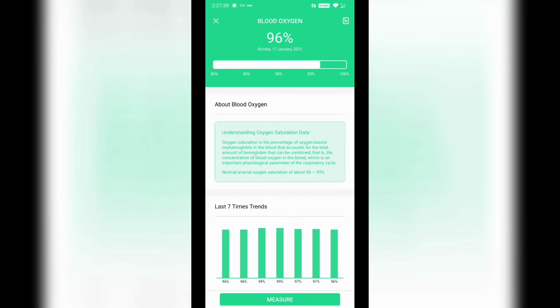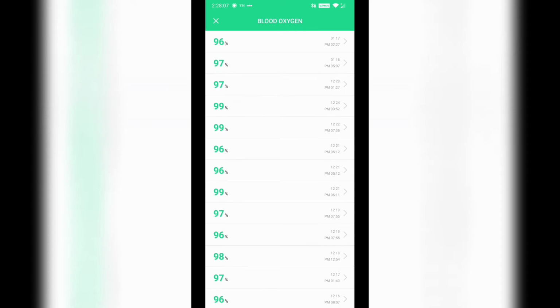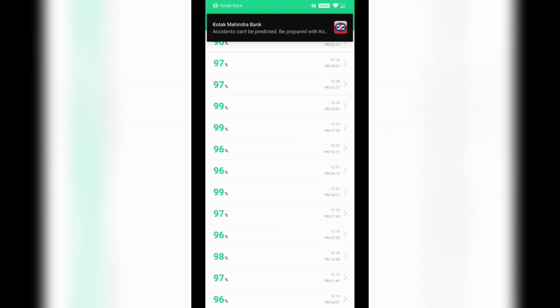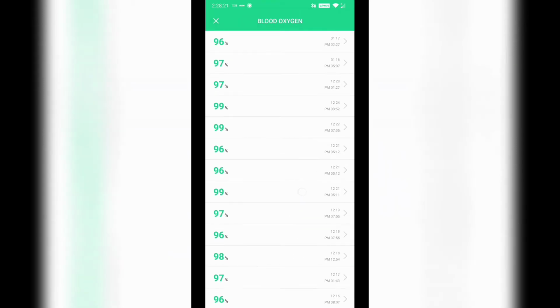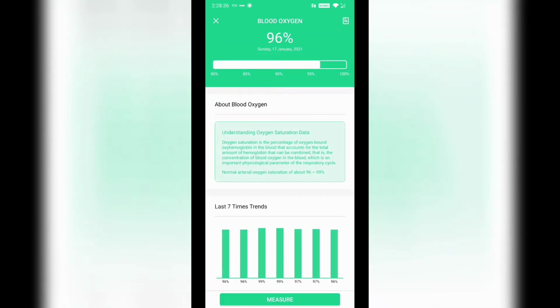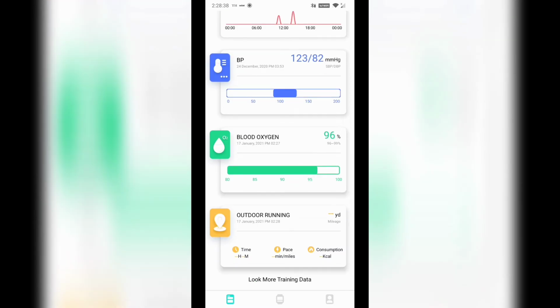Understanding the oxygen saturation data. There is some information mentioned about SpO2 blood oxygen levels. Normal blood oxygen level should be 96 to 99. See my records, it's everything at 96, 97, 99, one day 98, the rest all in that range only, 96 to 99. During the COVID pandemic, blood oxygen level should be checked whenever we got affected with a cold or cough.